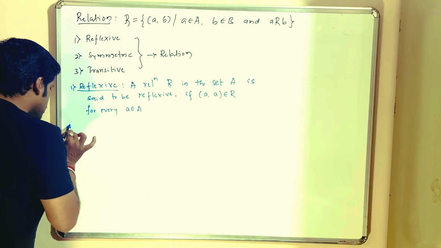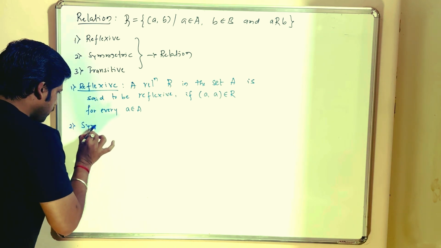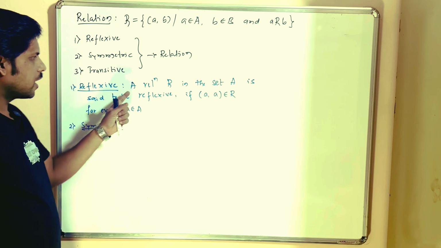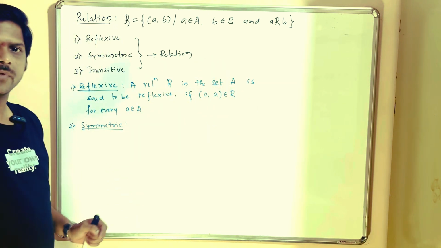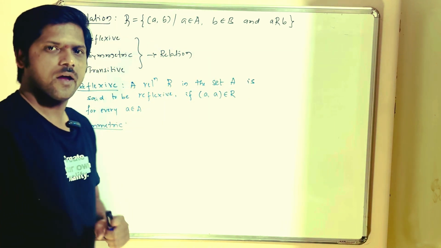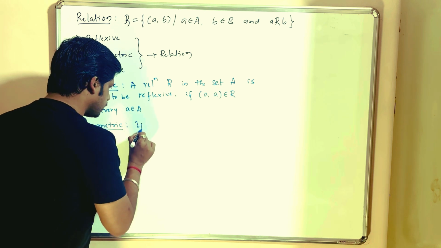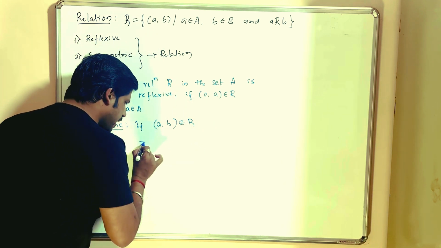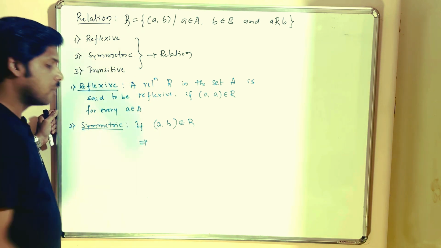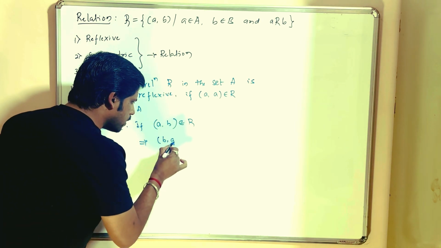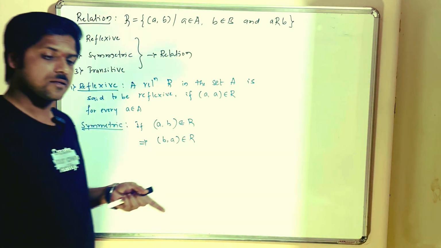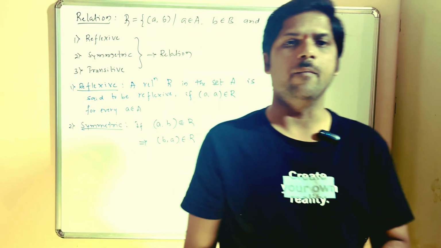Similarly, symmetric. Again, a relation R in the set A is said to be symmetric if (A, B) belongs to R, then there should be (B, A) also present in the given relation, then that relation is said to be symmetric.